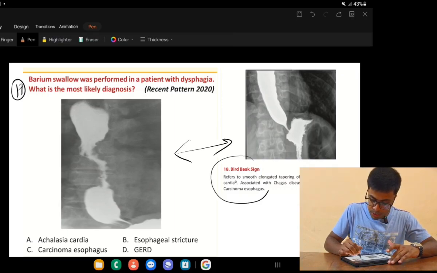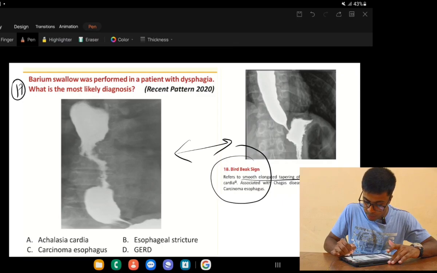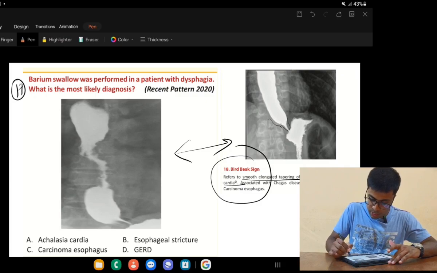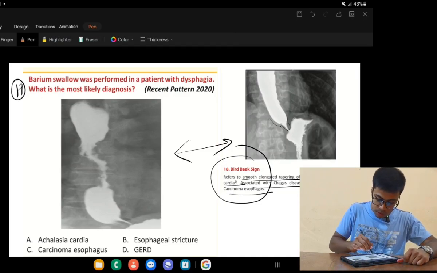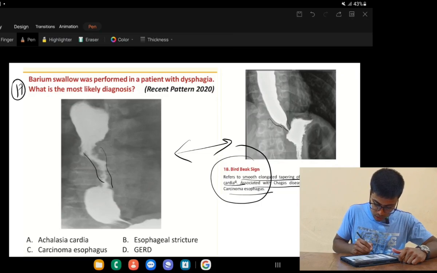When there is a bird beak sign, referring to a smooth elongated tapering distal esophagus, it's achalasia cardia. This is achalasia cardia, associated with Chagas disease. Rat tail sign is seen in carcinoma esophagus. So this is the rat tail sign, and this is carcinoma esophagus. This is not a stricture. This is carcinoma esophagus, and you can see the apple core deformity. Again, you can relate with that.